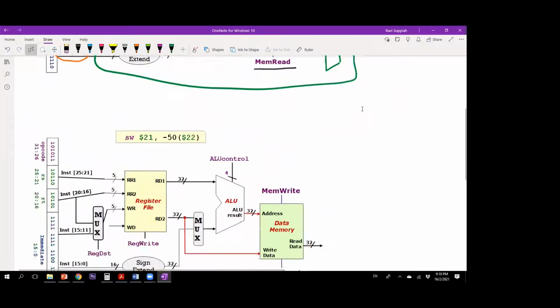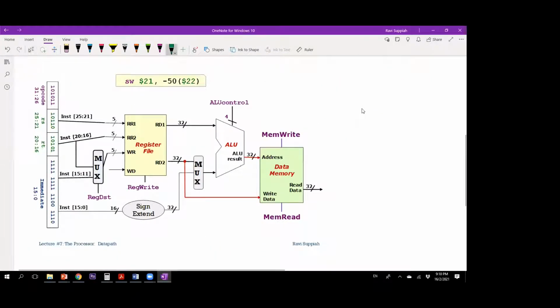The other one is your store word. Your store word again is very similar. So this is your RS, and this is your RT. So this is 22, 21, and negative 50. So the same thing happens, correct? Over here, I have 22, the content of register 22. And here I have the content of register 21.